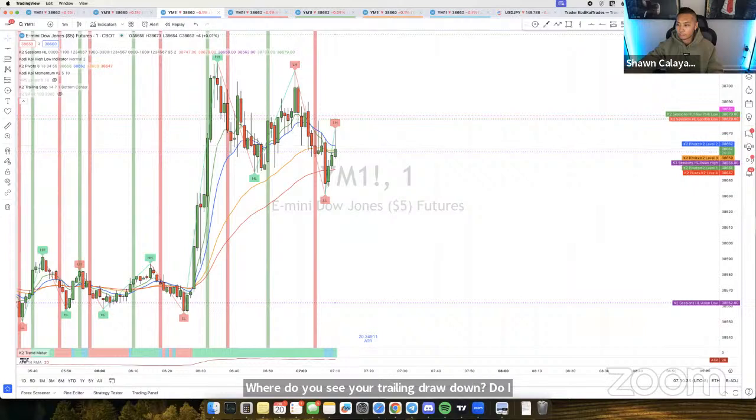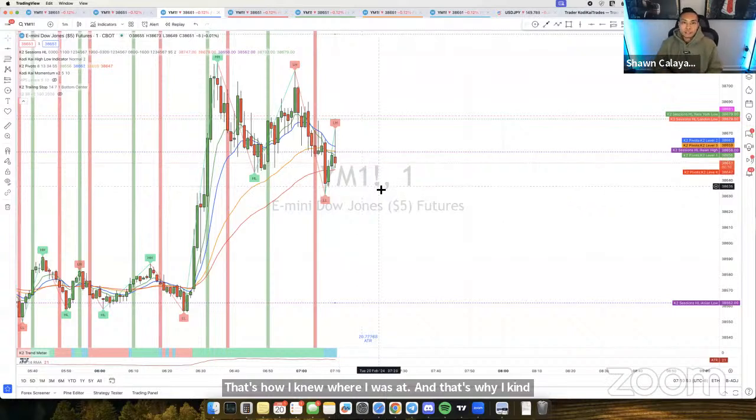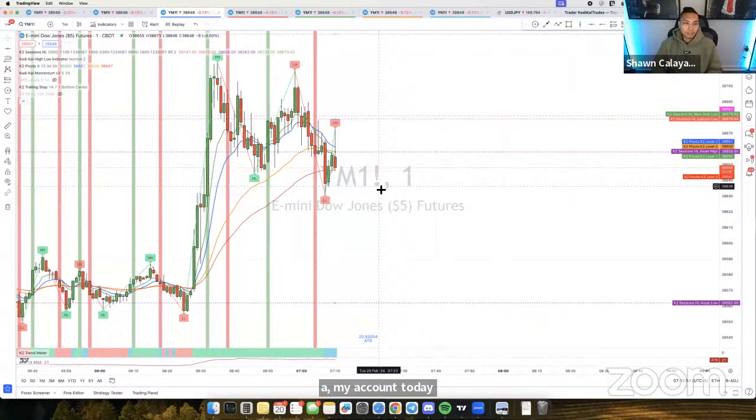No. So if you sign in, whatever Nick said right here, Nick basically broke it down. If you sign into Tradovate, just go to your account, drag it to your chart, and then go to your settings, and then it'll show you what your trailing drawdown is. That's how I knew where I was at. And that's why I kind of YOLO'd my account today, because the resets expired today, so I got to reset today. It's like now or never for my resets.